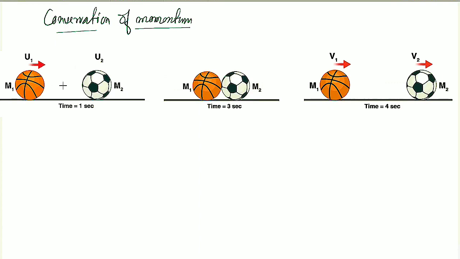This one is a ball and this is a ball. We will consider the masses as MA and MB. We will consider the velocities as UA and UB, and after collision as VA and VB. I consider it like that. So this is the condition before collision, right?